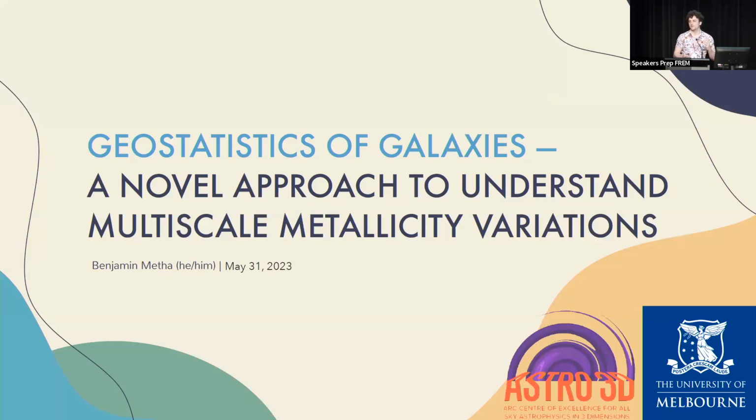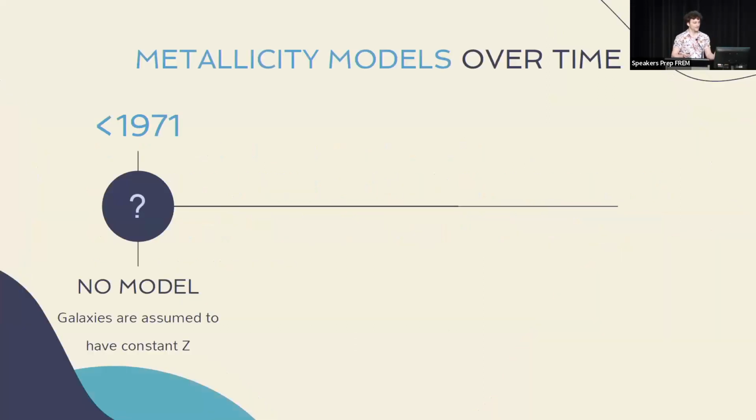So I wanted to start with just a little bit of history of how we've understood the metallicity inside galaxies in the past. Prior to 1971, we thought that galaxies had the same metallicity everywhere. This is because no one had ever measured more than one metallicity within the same galaxy. So because of that, Occam's razor, you just assume everything's the same everywhere. That's a perfectly good model given the data that you have.